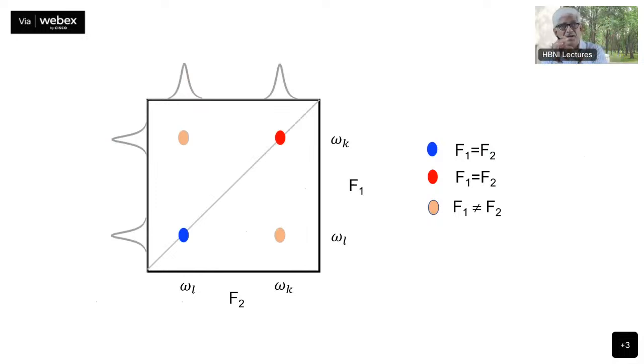Suppose during the T1 period you had the omega L frequency. At the time of the mixing, part of it gets transferred to omega k. Therefore, you will also get this peak. Therefore, if there is a symmetry, you get two cross peaks and two diagonal peaks. This is called the typical correlation spectrum, the typical two-dimensional correlation spectrum.